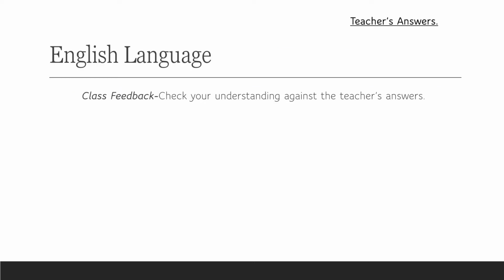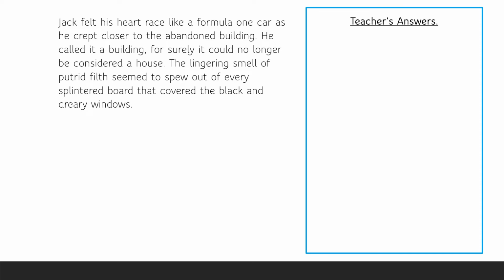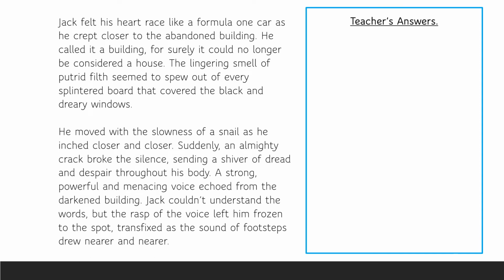Class feedback. Check your understanding against the teacher's answers. So on the left hand side then, we're going to have the actual extract that we've just been through. And on the right hand side, we're going to have the answers from the teacher. So the first thing to point out is this one. So Jack felt his heart race like a Formula One car. So the technique that was used there, it's one of our Go Massive techniques and it is a simile. We know it is a simile because it's comparing his heart to a Formula One car and it's used the words like to form the comparison.